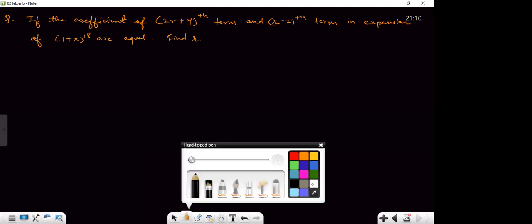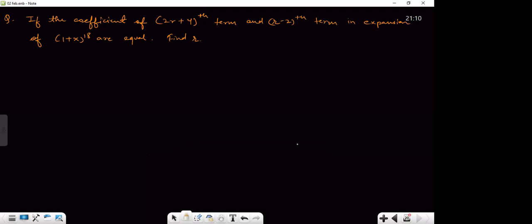This is the question. The coefficients of two terms are given as equal in this expansion. We have to find out the value of the variable mentioned in the question, that is R. So first, talking about the binomial coefficient, let's find out its 2R plus fourth term, and let's find out its R minus 2th term.